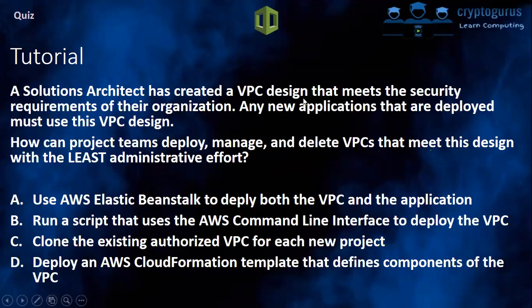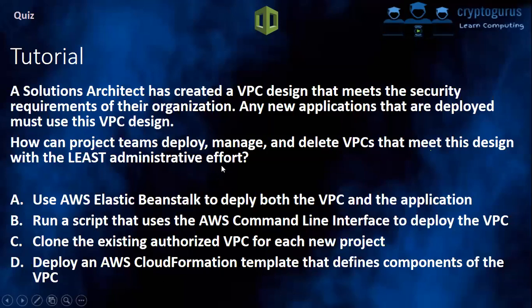Okay, so the tutorial, the next question is based on this: a solution architect has created a VPC design that meets the security requirements of their organization. Any new application that is deployed must use this VPC design. That is a constraint. How can the project team deploy, manage, and delete VPCs that meet this design with the least administrative effort?